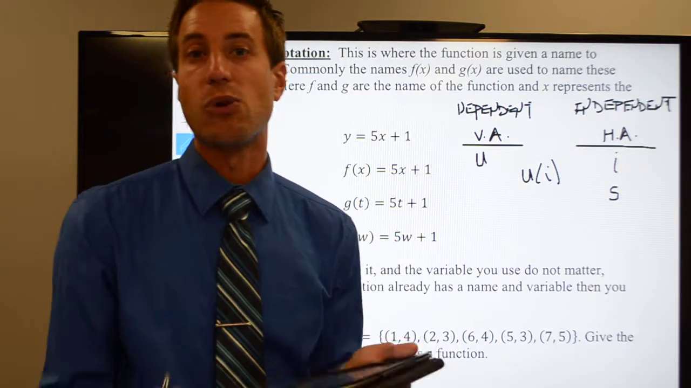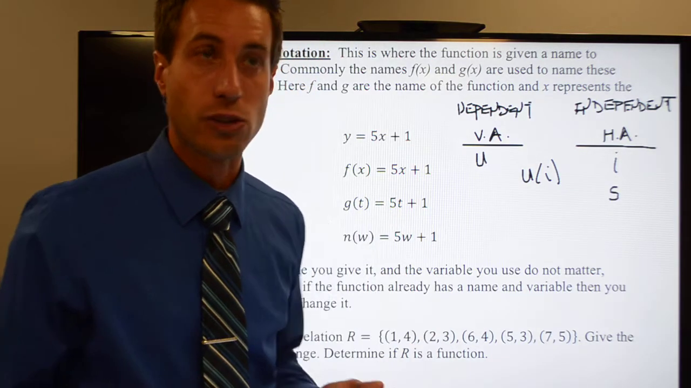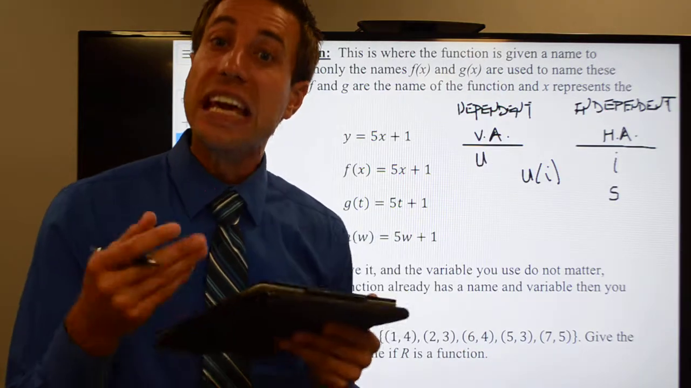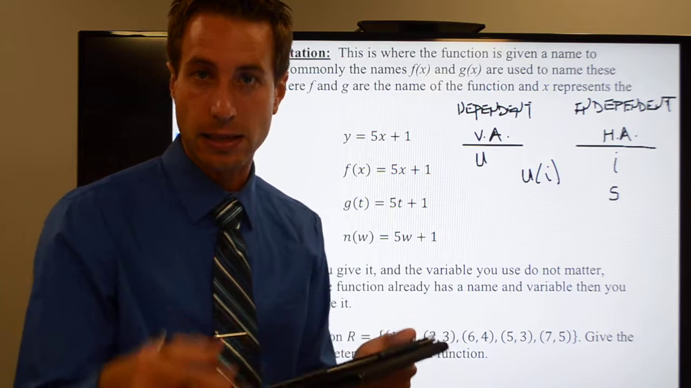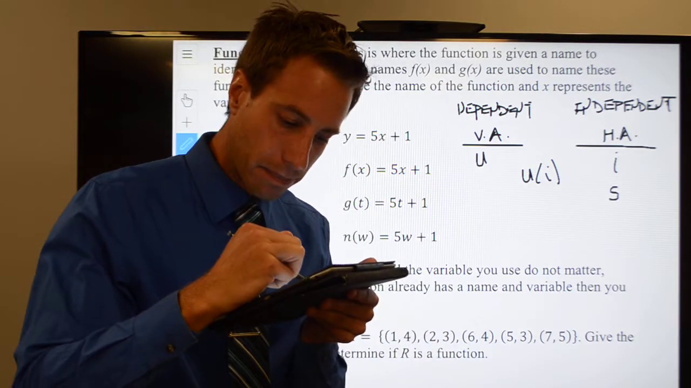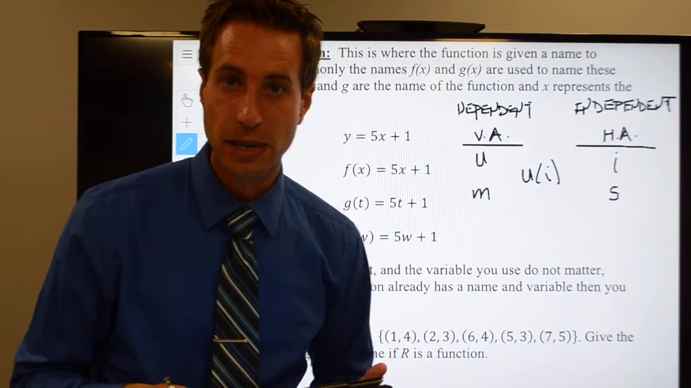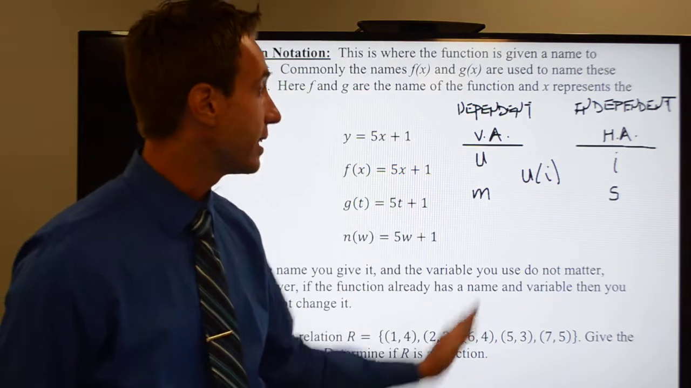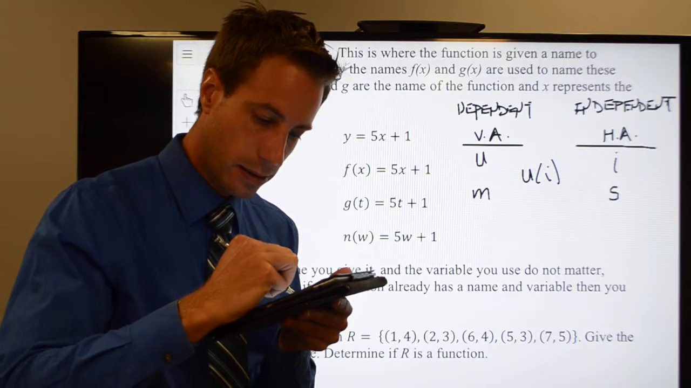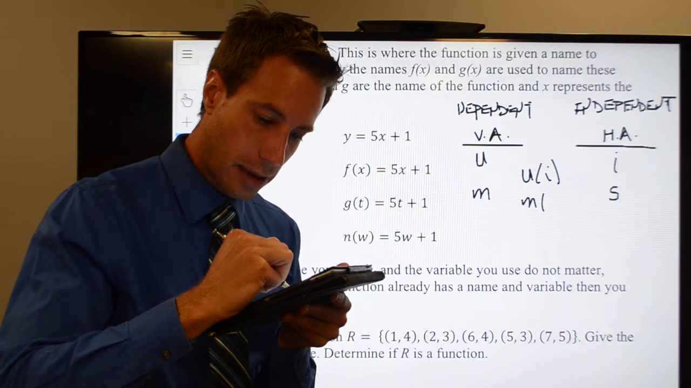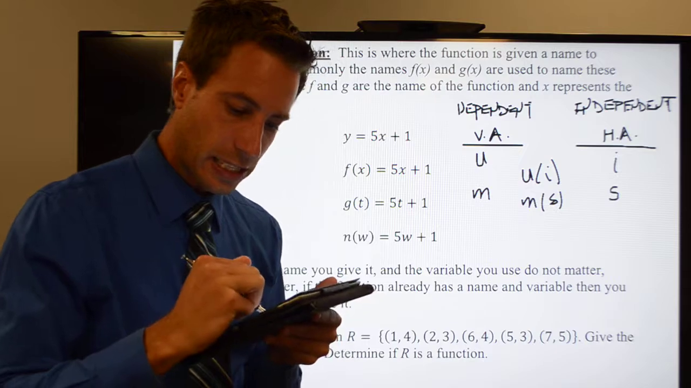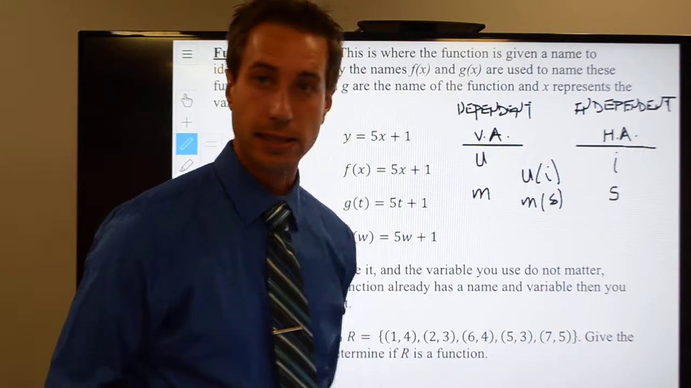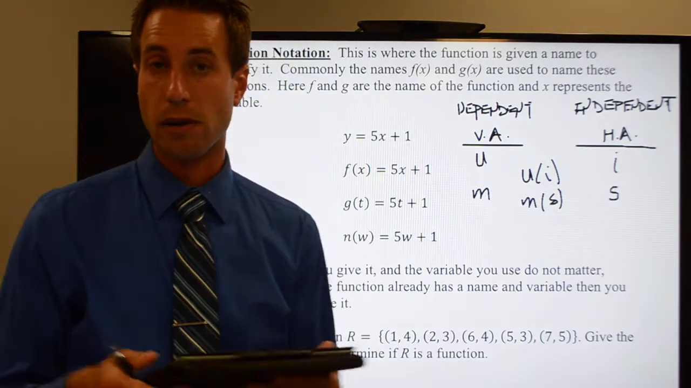Now, in order to travel somewhere, you have to travel a distance, and we like to measure distances in meters. So I'm going to go ahead and make my vertical axis the dependent variable m. Maybe that stands for meters. Well, now when I go ahead and write my function, it's going to be the vertical axis m of s. Right? Because I need to include both my dependent m and my independent s, m of s.